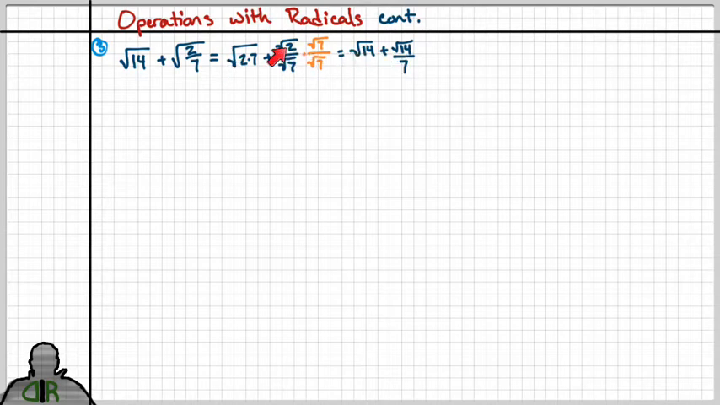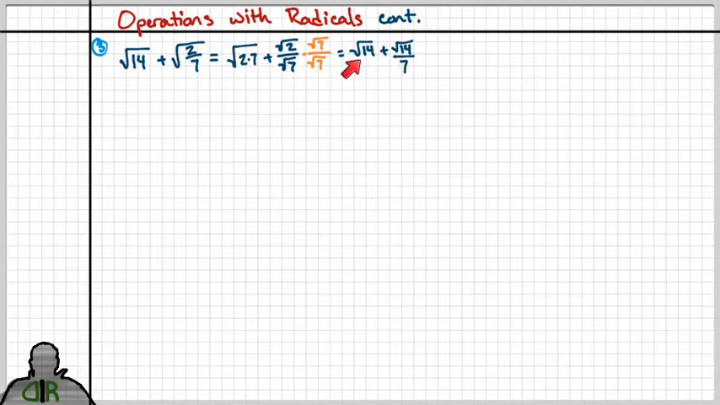And now if you notice, this mess over here turned into this. So when we go root 7 times root 7, remember that becomes 7. And then up here, root 2 times root 7 becomes root 14. So now, how can we combine these?